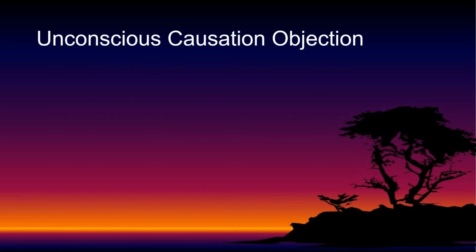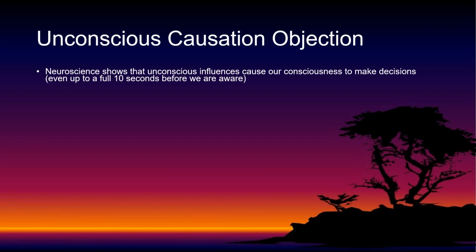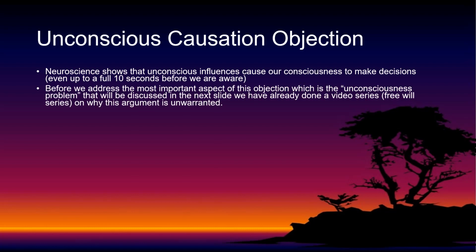So first, we have the unconscious causation objection. Neuroscience shows that unconscious influences cause our consciousness to make decisions, even up to a full 10 seconds before we are aware. Before we address the most important aspect of this objection, which is the unconsciousness problem, that will be discussed in the next slide. We have actually already done a video series, the free will series, on the first part of this argument, which has to do with unconscious influences causing our consciousness.